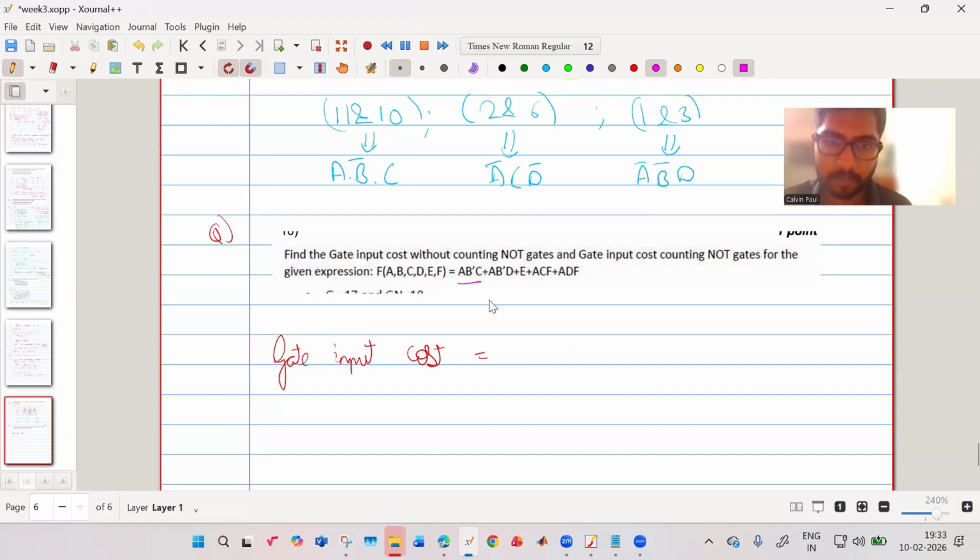Gate input cost means we have to find out what are all the literals available. Okay. So by the way, 1, 2, 3, 4, 5, 6 inputs, right? 7, 8, 9, 10, 11, 12, 13.